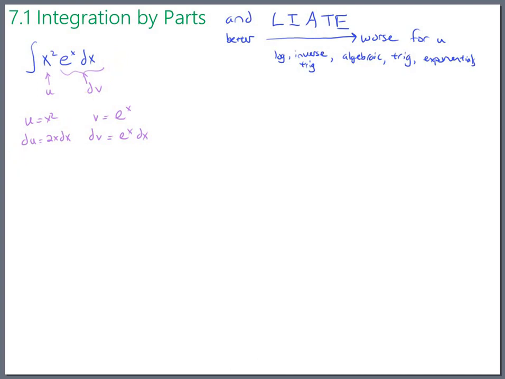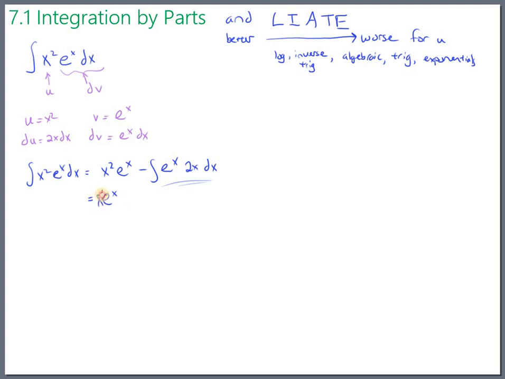And we'd say our integral is equal to ultraviolet voodoo. So ultraviolet, minus integral of voodoo. du is 2x dx. And like always, we hope that the integral over here is easier than the one we started with. And it is. But if you look at it, you'll notice it needs integration by parts again.